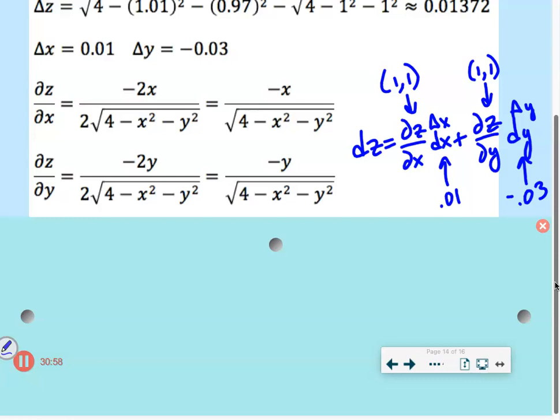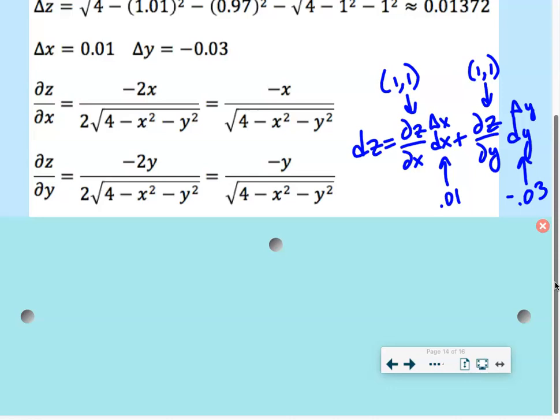Does that help a little? I'm just confused as to why we are multiplying by delta x or dx. So, like, the y behind... That's why I was hoping the video would help a little bit.